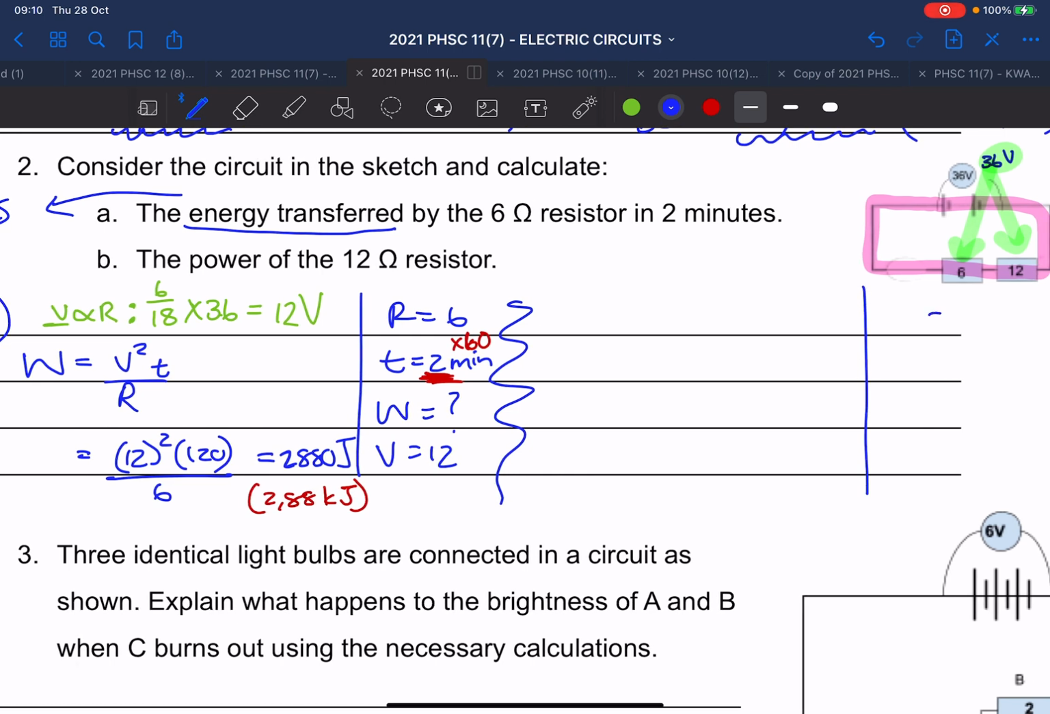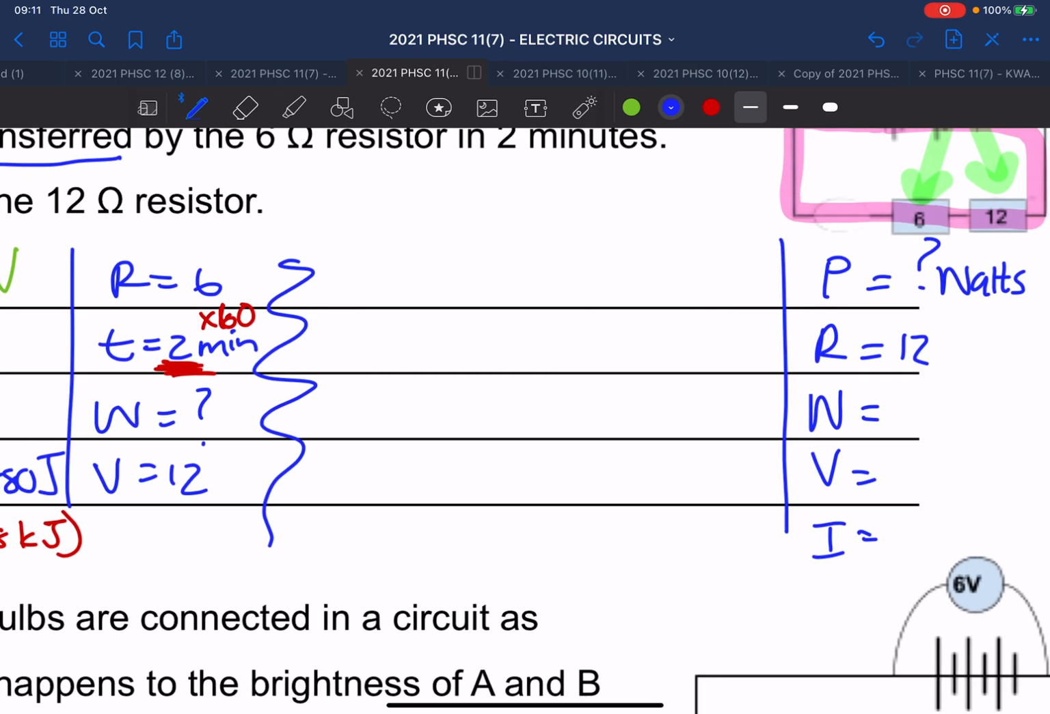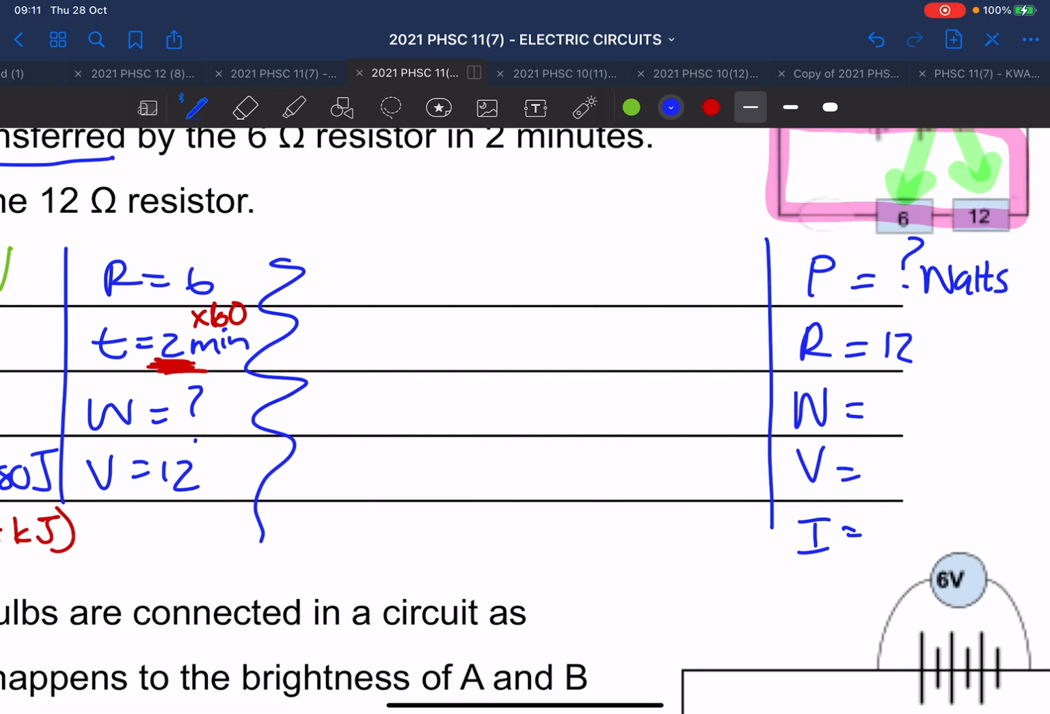Okay, Whitney. Well done. P, power, and it's measured in watts. Okay, and they ask for the 12 ohm resistor. Now, if you look at the formulas, you will either need the work or the volts or the current. Okay, which one do you have, Tapelo? Volts, work, current.